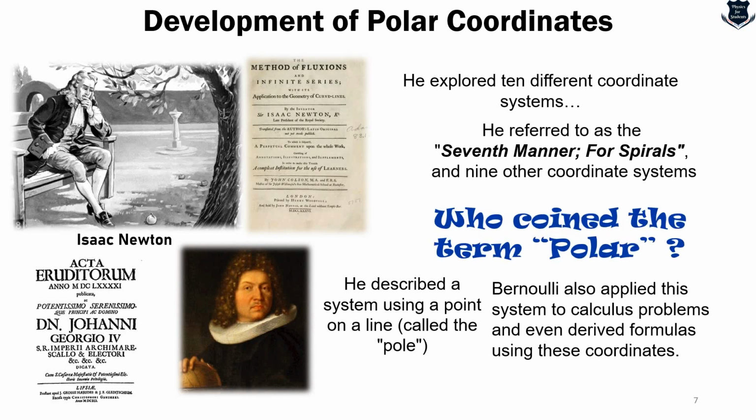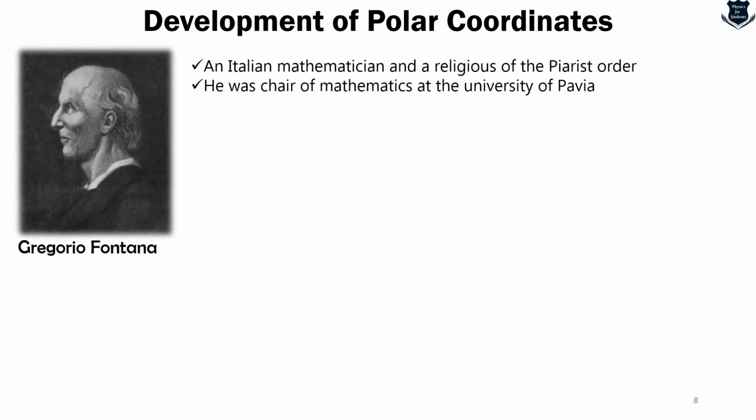But still the question comes: who actually coined the term polar? The credit for the term polar coordinates goes to Gregorio Fontana, an Italian mathematician who coined this term in the 18th century in his Italian writing. Gregorio Fontana was born Giovanni Battista Lorenzo Fontana around 7th December 1735, an Italian mathematician and a religious of the Piarist order. He was a chair of mathematics at the University of Pavia.